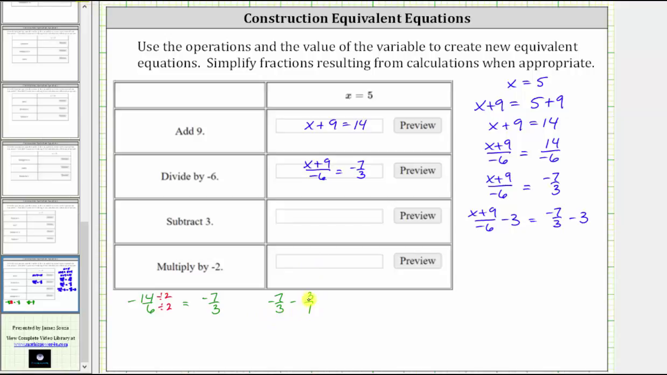We need to write 3 over 1 as an equivalent fraction with the denominator of 3 by multiplying the numerator and denominator by 3. This gives us negative 7 thirds minus 9 thirds, which is equal to negative 16 thirds, giving us our third equivalent equation of the quantity x plus 9 divided by negative 6 minus 3 equals negative 16 thirds.